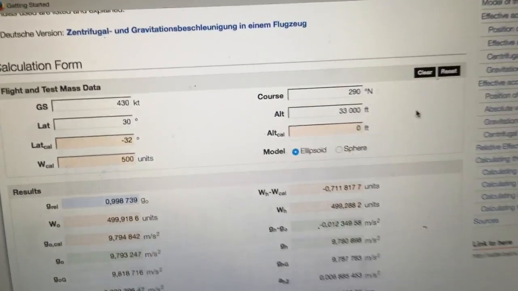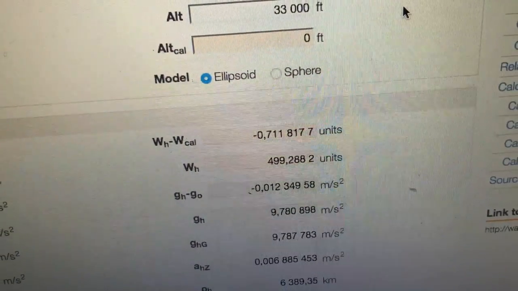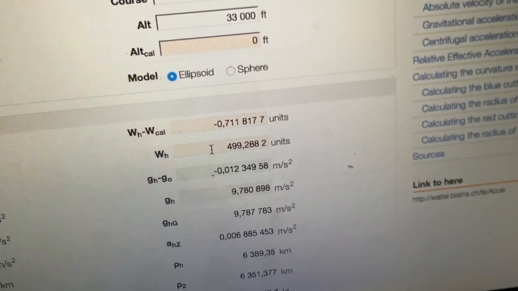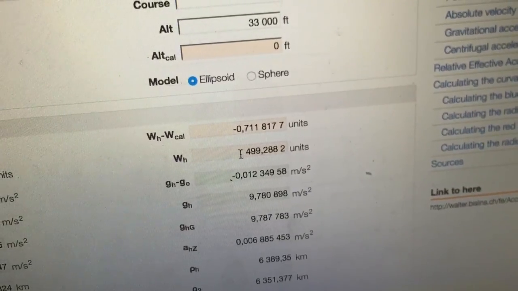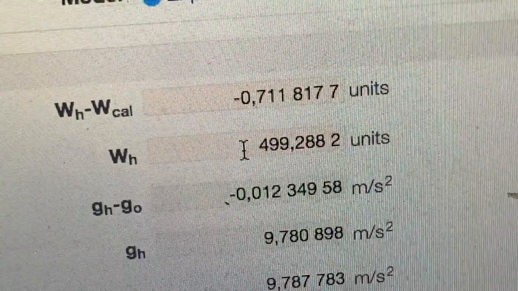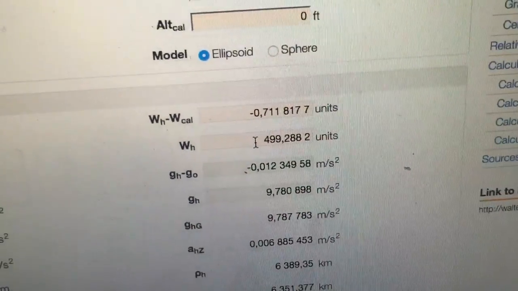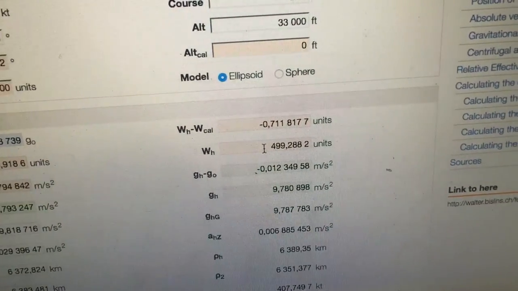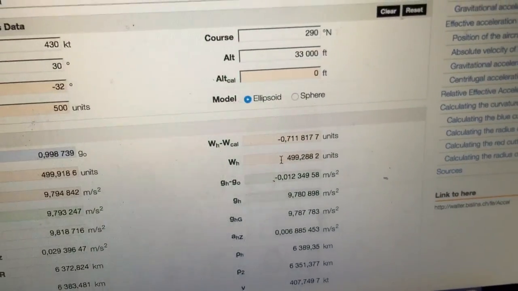So let's take a look. Now, as I said, the key figure that we're after is this one here. It's showing us that the weight on the scales should now be indicating 499 grams average, okay? And what you'll see in the video is that is actually the case. I'll play that video shortly.